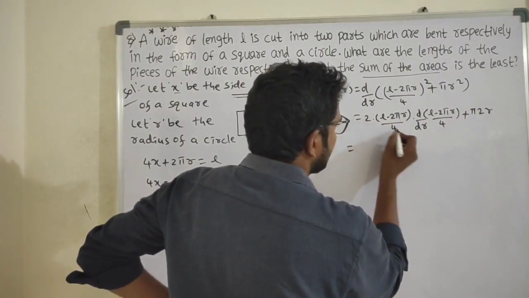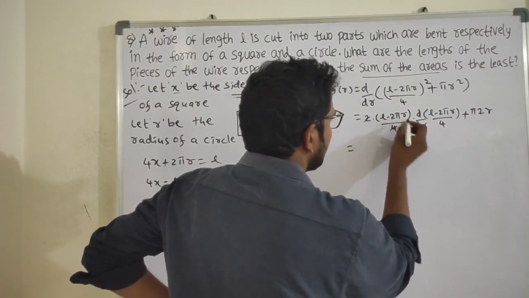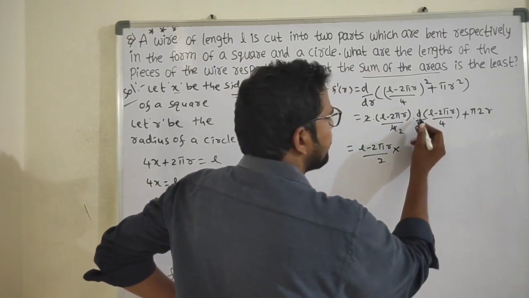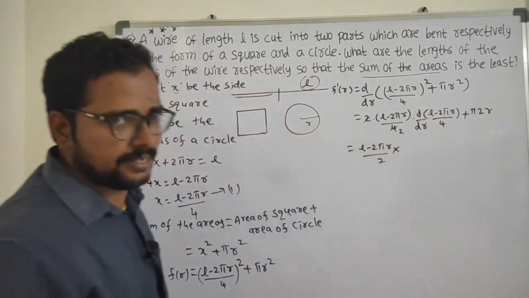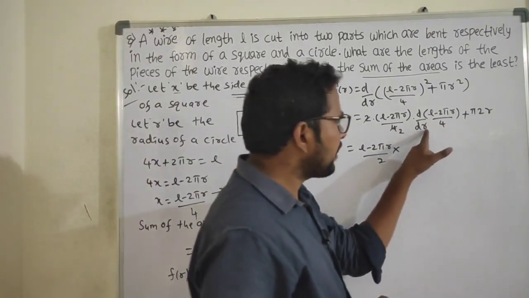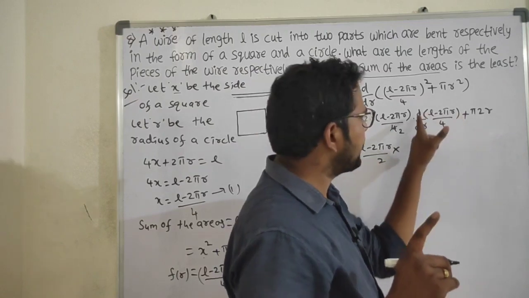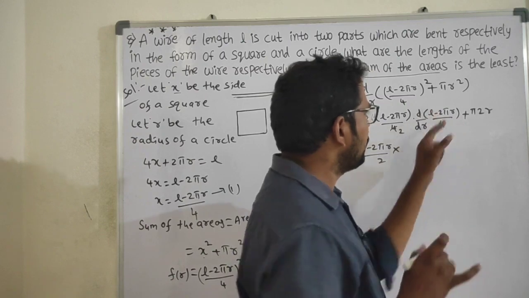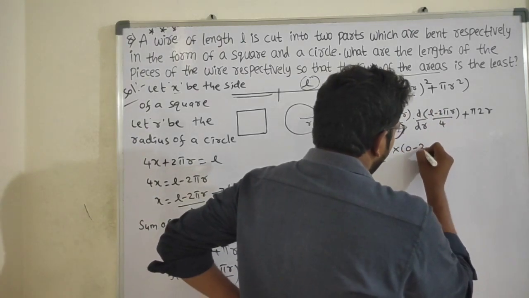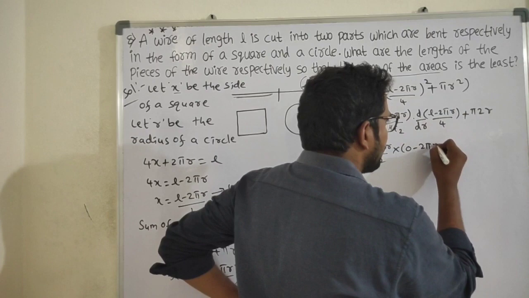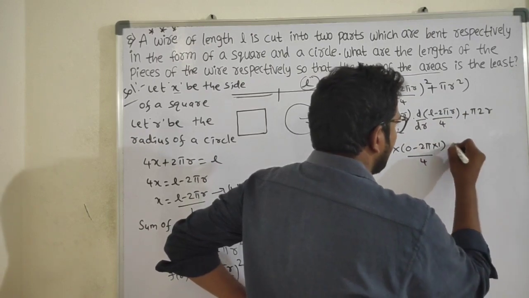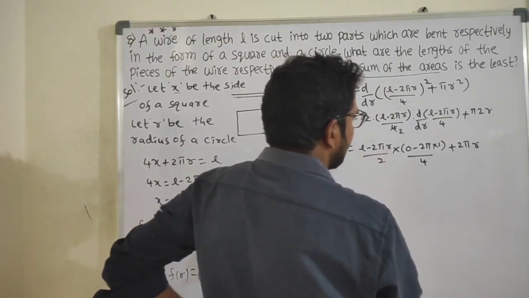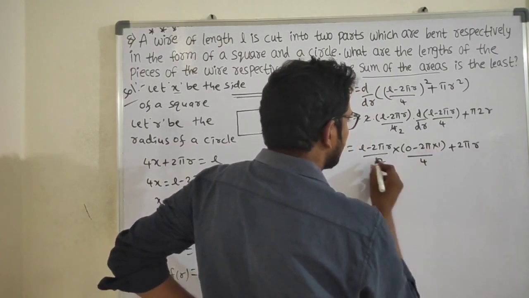Equal to 2 ones are 2, the 2s cancel, so L minus 2πr by 2 into d by dr of L. L is a constant, take that as 0. And d by dr of r is equal to 1, and d by dx of x is 1. Okay? So L is a constant, this is 0. 0 minus 2π, d by dr of r is 1, into 1 by 4, plus 2πr. This is L minus 2πr by 2, minus 2π into 1.